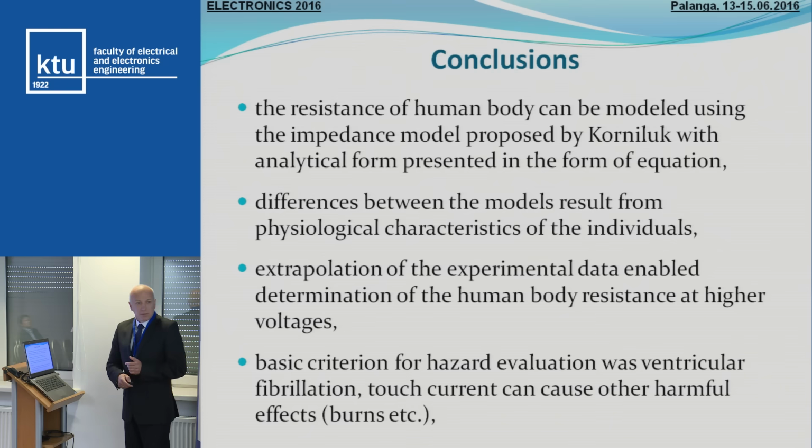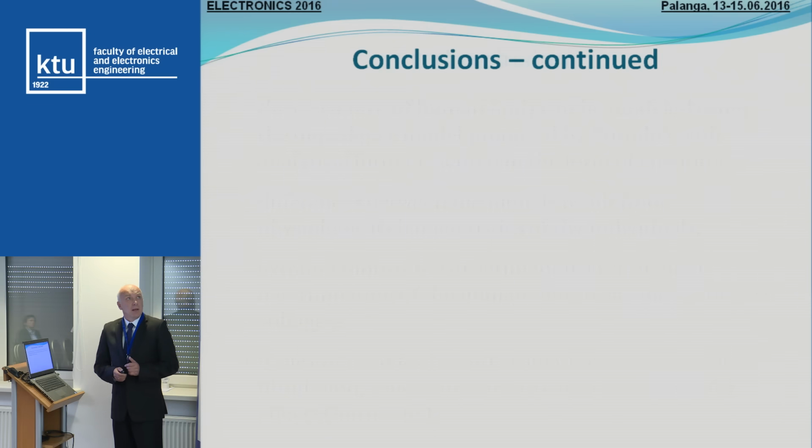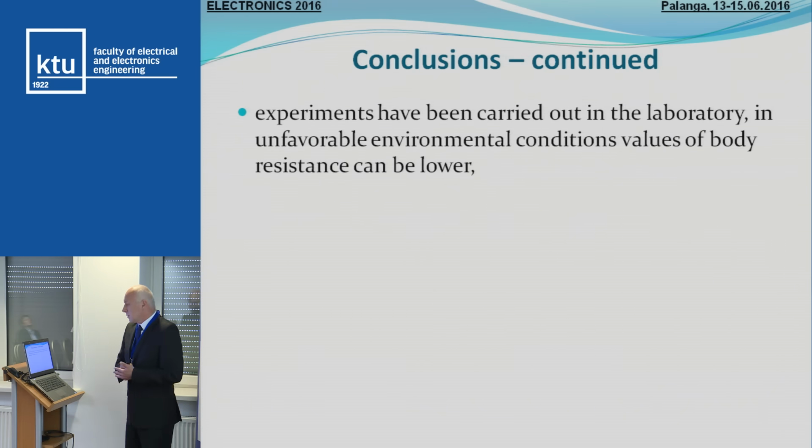Of course, the basic criterion we used was ventricular fibrillation. The touch current can cause, of course, other harmful effects, for example, burns, especially when the duration of the shock is much higher. So we cannot say that 650 volts for 1 second is completely safe. Of course, it's not. These experiments have been carried out in the laboratory. The conditions were good, the skin was dry.